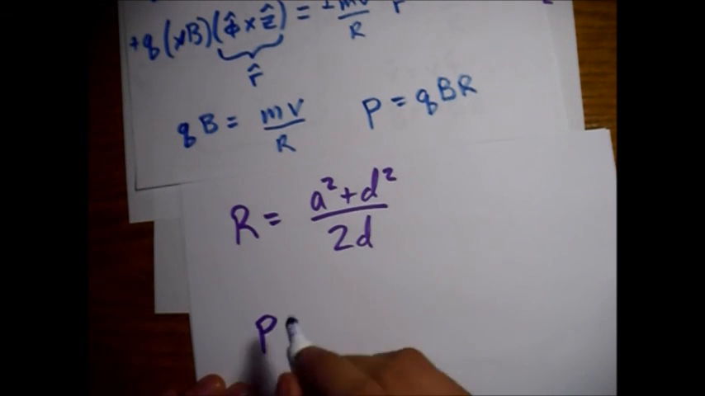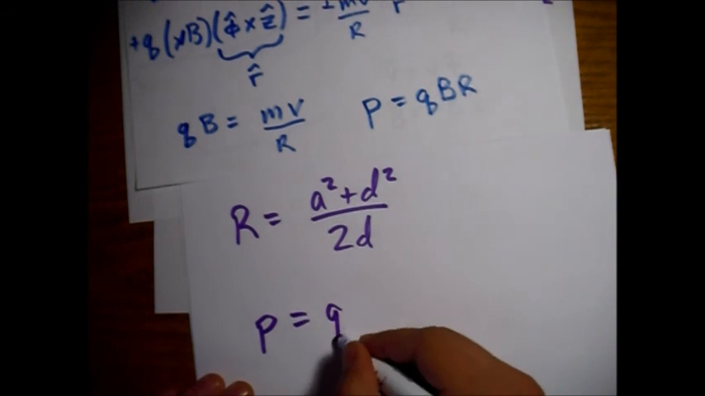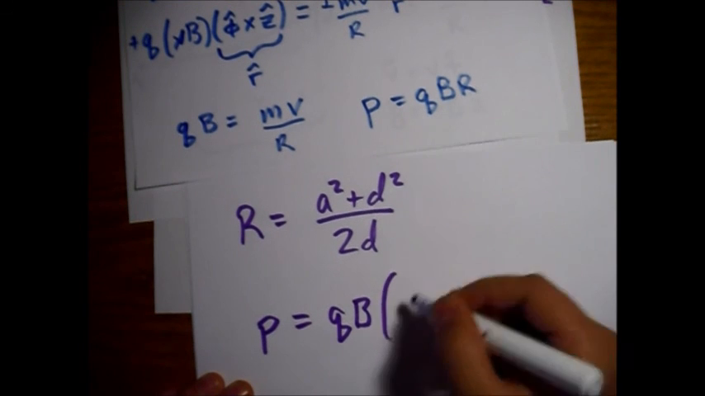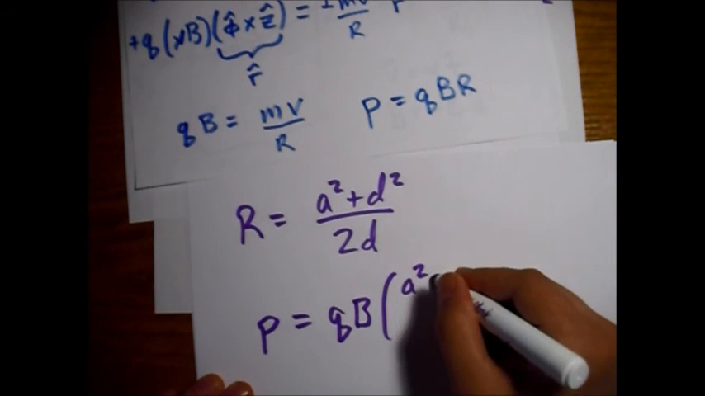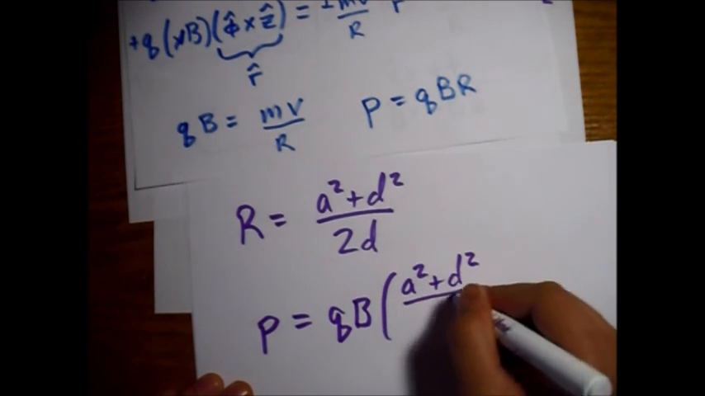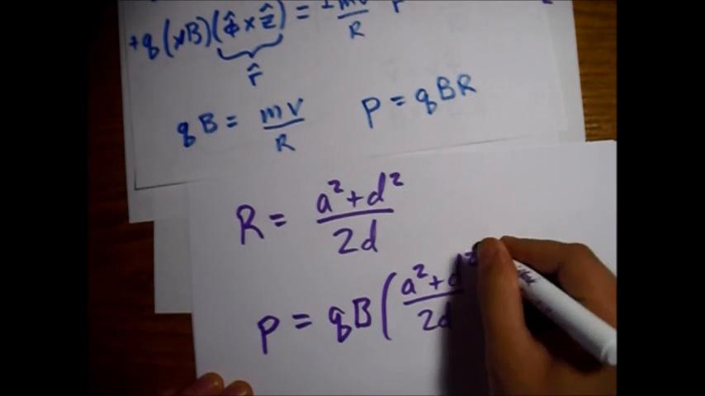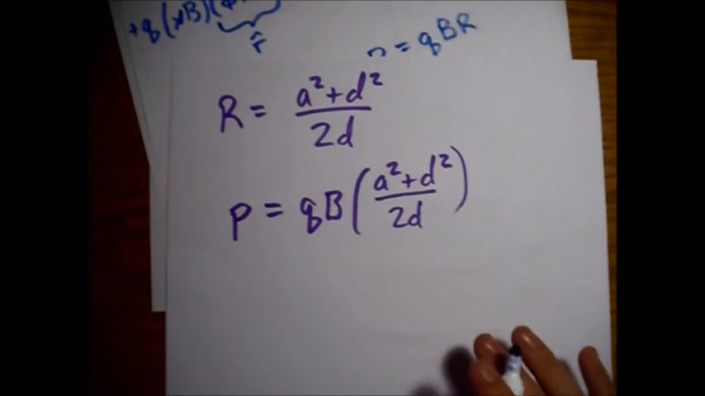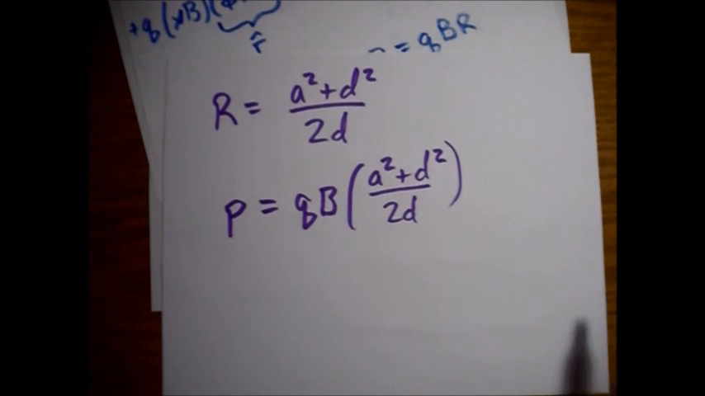So we have Q, B, and then we just have to plug in this R. So A squared plus D squared divided by 2D. And so there we have it. That's the momentum in terms of these four quantities.